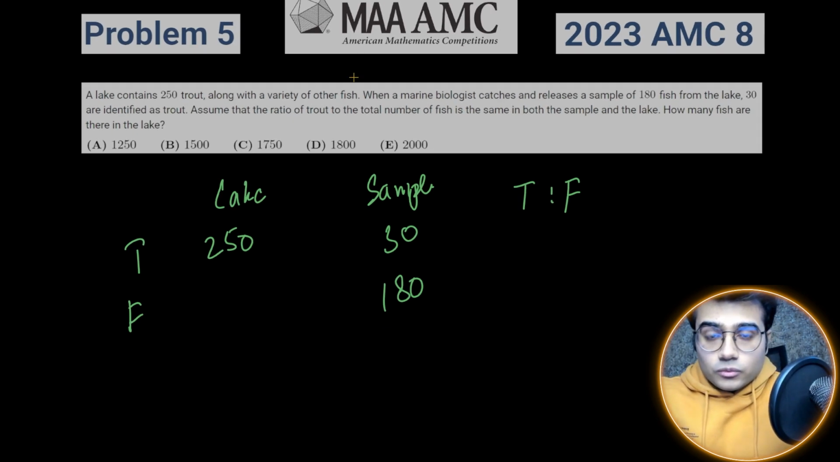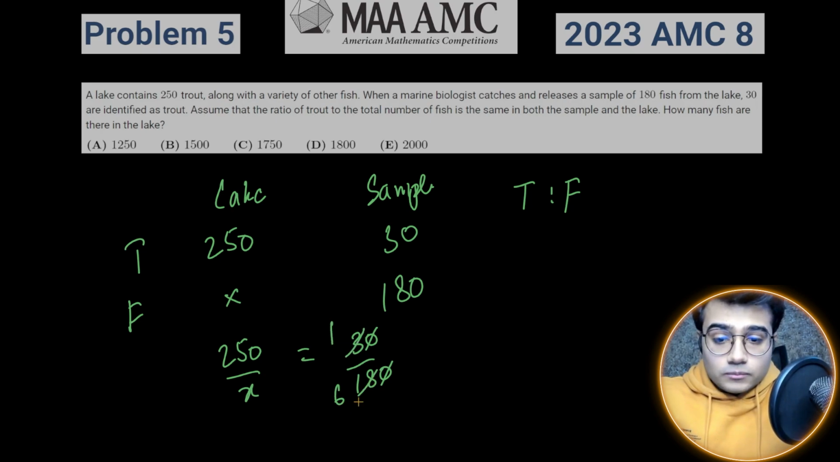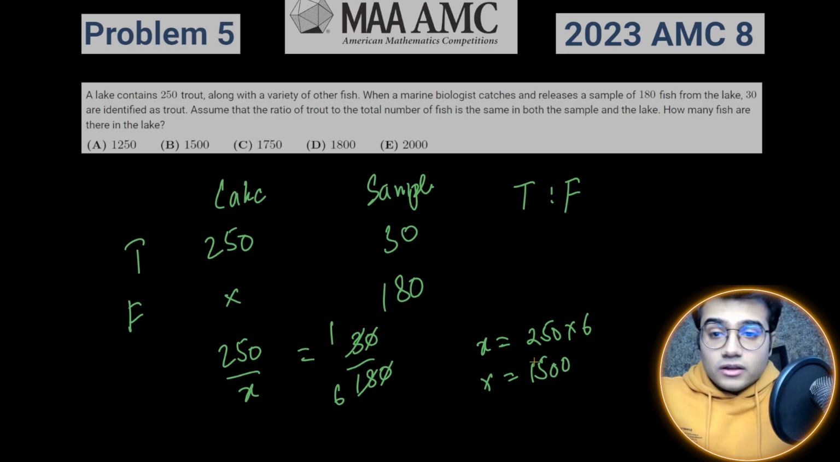So let's see. We can just mark this as X. So the ratio of the trout to fish in the lake is going to be 250 over X. In the sample, it's going to be 30 over 180. So if you want to find X, well, let's simplify first. We can cancel the zeros. 3 times 1, 3 times 6. So when you cross multiply, you get X equals 250 times 6. So X is going to be 1500. So our answer is B.